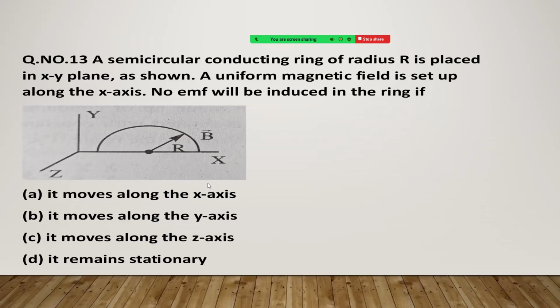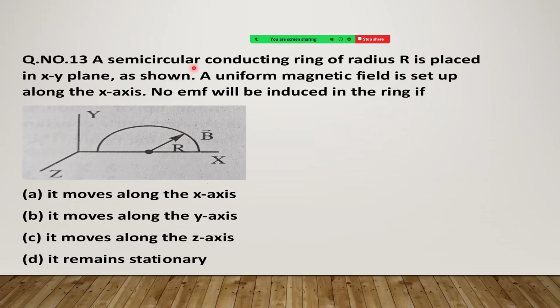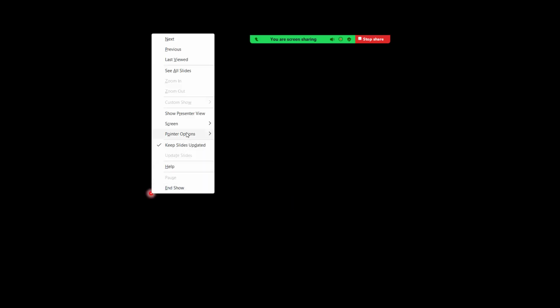Right, see the question given. A semicircular conducting ring of radius r is placed in the xy plane as shown. A uniform magnetic field is set up along the x-axis. No EMF will be induced in the ring if the conditions given here hold. Let us see how to verify this. So here the semicircular conducting wire is moving. That means we are going to use motional EMF.